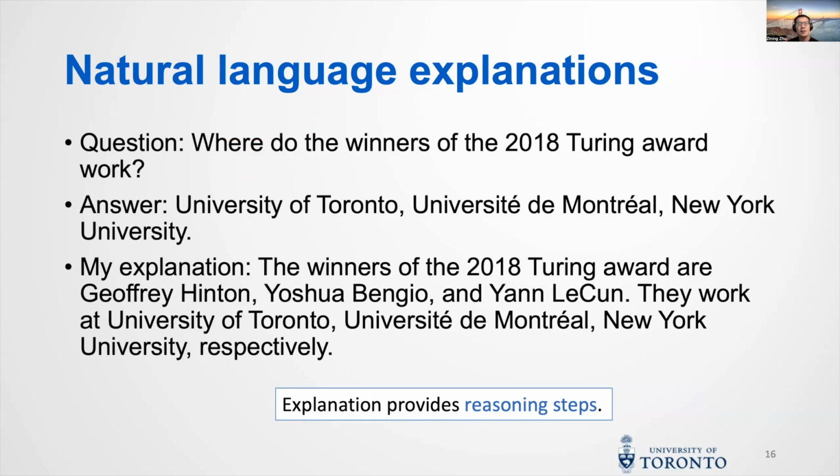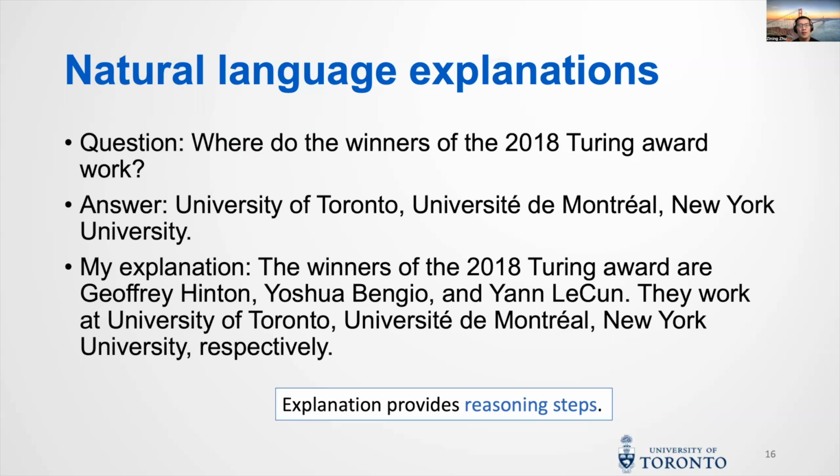Here's another example of the natural language explanation. Where do the winners of the 2018 Turing Award work? The answer is U of T, UDM, and New York University. The explanation is that the winners of that Turing Award are Jeffrey Hinton, Yoshua Bengio, and Ian LeCun, and they work in U of T, UDM, and New York University respectively.